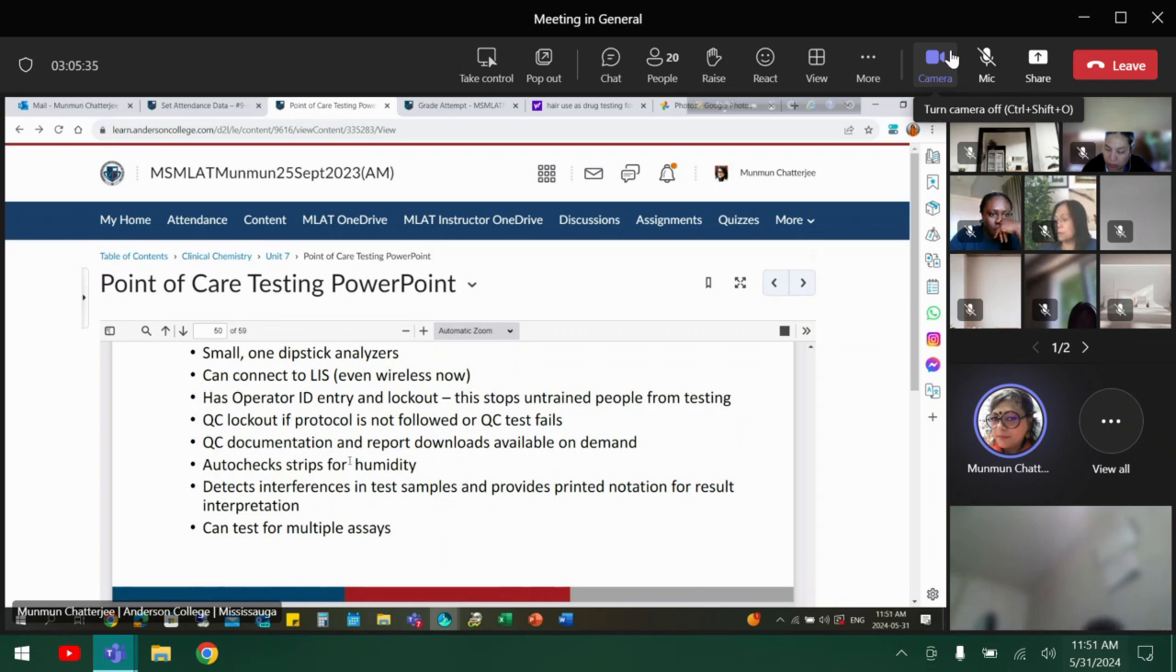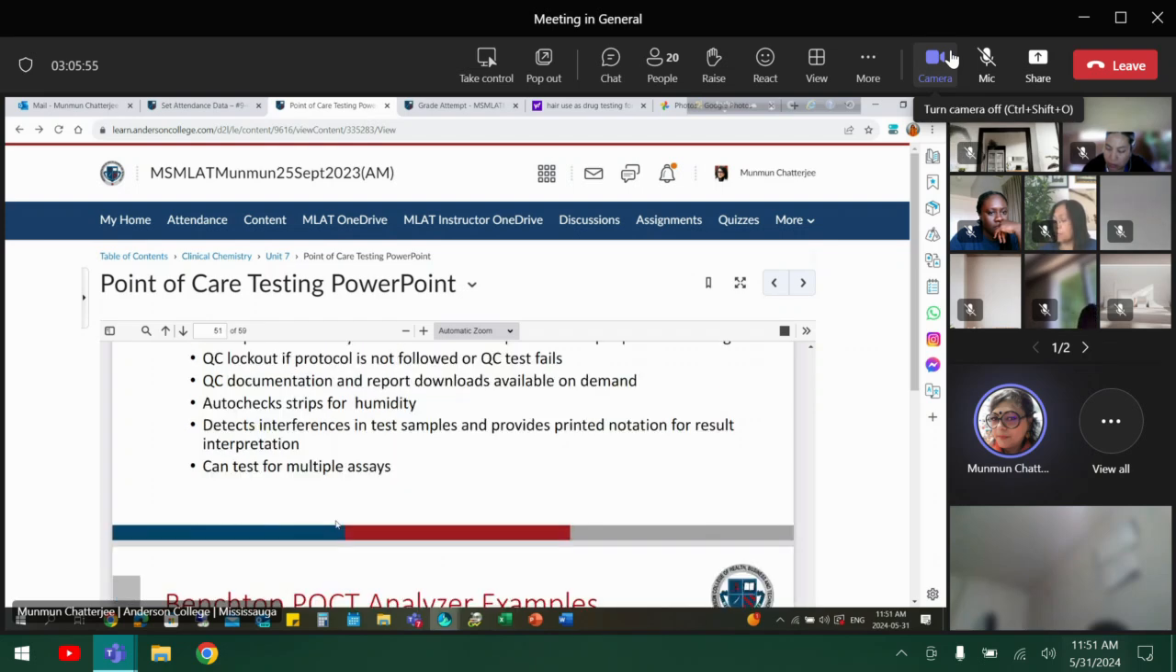Auto check strips for humidity, whether they should be kept with the silica gel in a dry condition. They should not be left open for a long time where there is humidity. It detects interference in the test samples and provides printed notation for result interpretation. Can test for multiple assays.